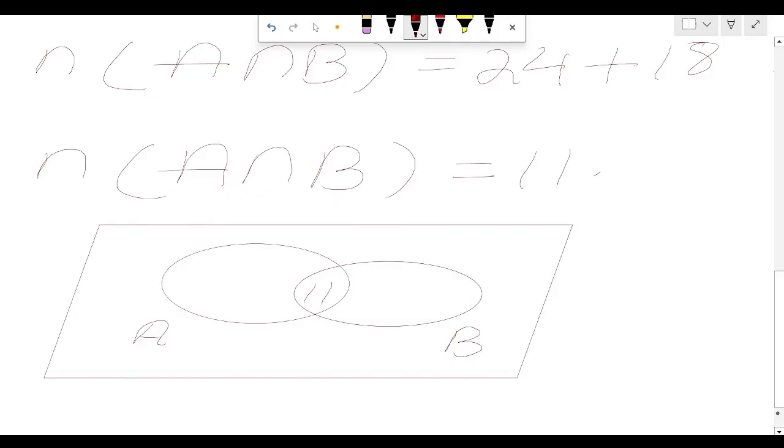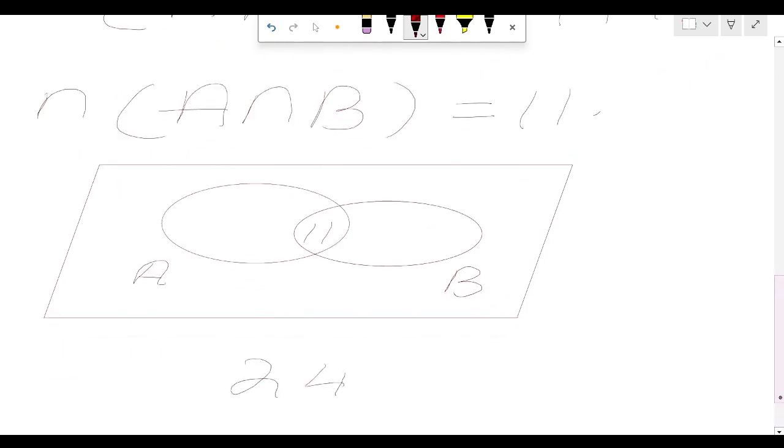Why? Because it was the intersection of both A and B, and as we know, 24 was an element of A while 18 was an element of B. So if we subtract both these values by 11, we will get the actual value that we need to place in our Venn diagram. So 18 minus 11, we will get 7. So I'll place 7 here. And if we subtract 24 with 11, we will get 13. So I'll place 13 here.